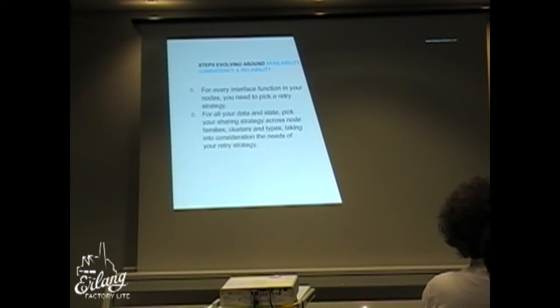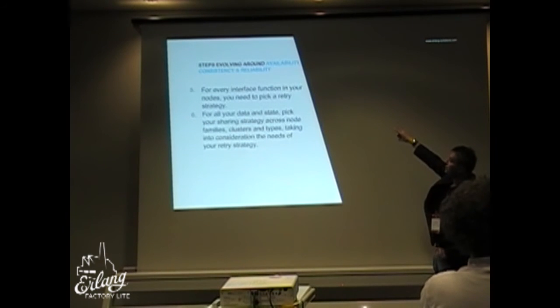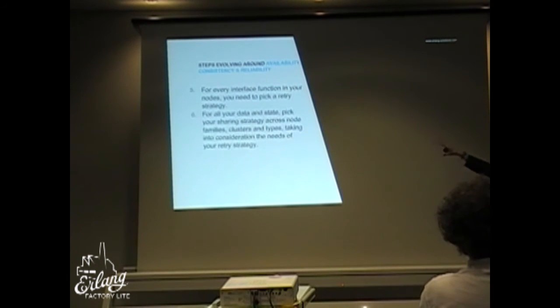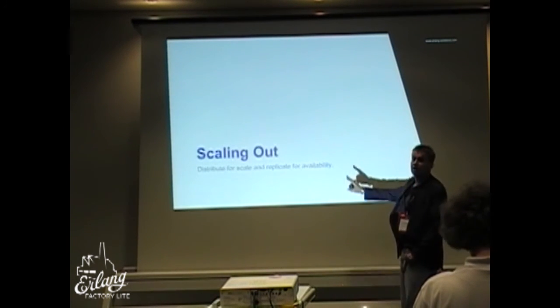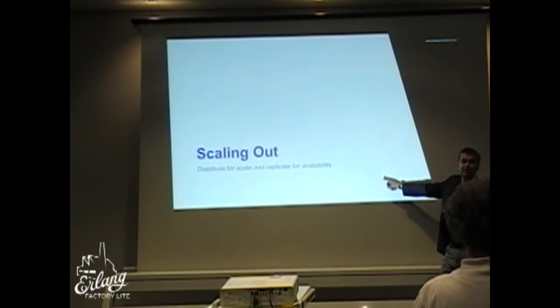So these are the fifth and sixth steps. Every interface function, you need to pick a retry strategy, and for all your data and state, pick your sharing strategy across node families. A node family is a group of nodes of the same type. And a group of node families together will give you a cluster, and then your clusters together will give you your whole system. So once you've done these design choices, you might not have realized it, but you've also already made trade-offs which are directly associated with your scalability.